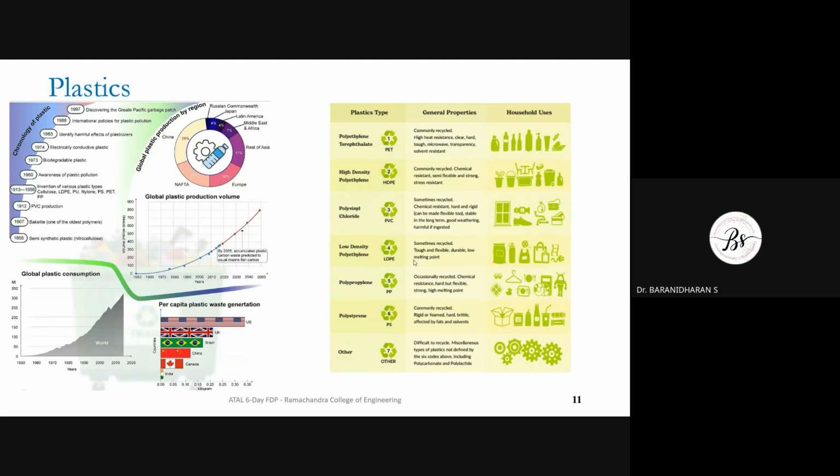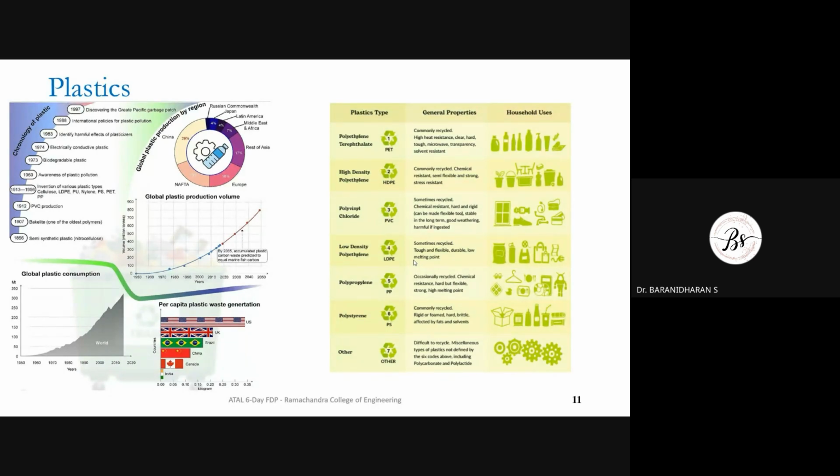To give an overview, I'll take the example of polyethylene terephthalate, high density polyethylene, polyvinyl chloride, low density polyethylene, polypropylene, polystyrene, and others. The numbers inside the recycling arrow marks state how easily the plastic can be recycled. Polyethylene terephthalate is commonly recycled. It has high heat resistance, and is clear, hard, tough, microwave transparent, and solvent resistant.